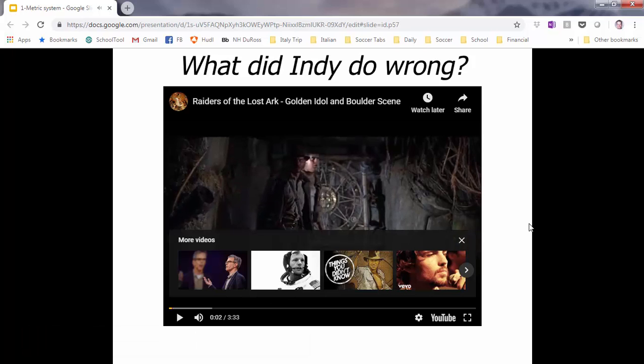What did he do wrong? If you think about what we're talking about, what was the problem with what Indiana Jones did? Jake? He put something on the thing to replace it that wasn't the same density. Yeah, so what do you think the idol was probably made out of? Gold. What do you know about the density of gold? Very high. It's really high.